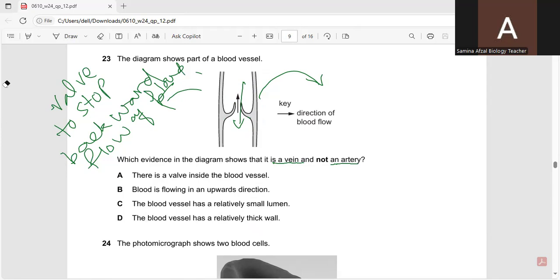So there is a valve inside the blood vessel. This is the correct option, already explained. Blood is flowing in an upward direction. It will not explain whether it is a vein or an artery.